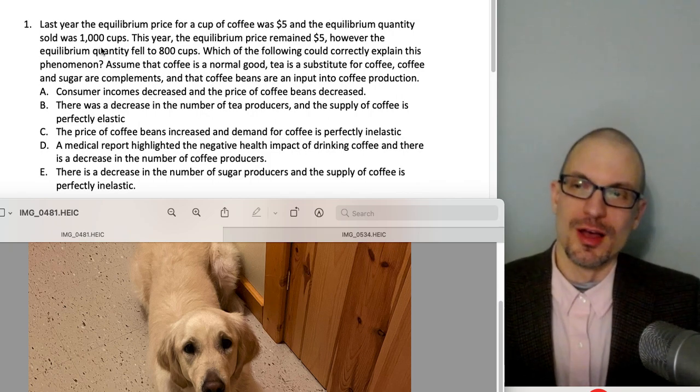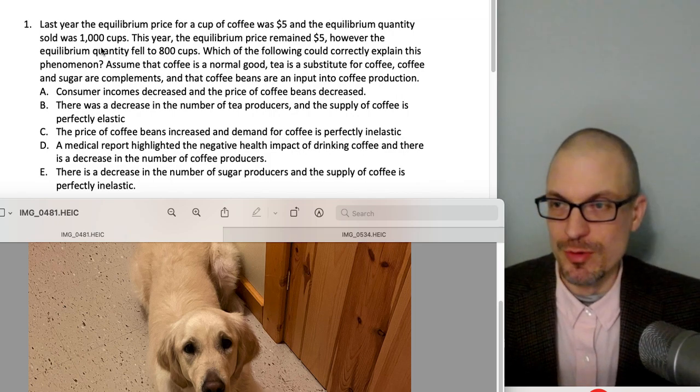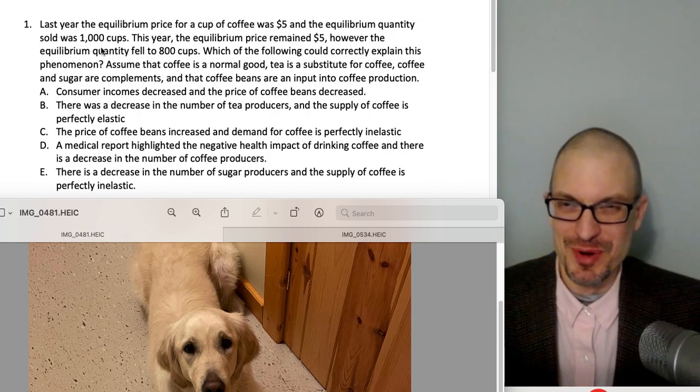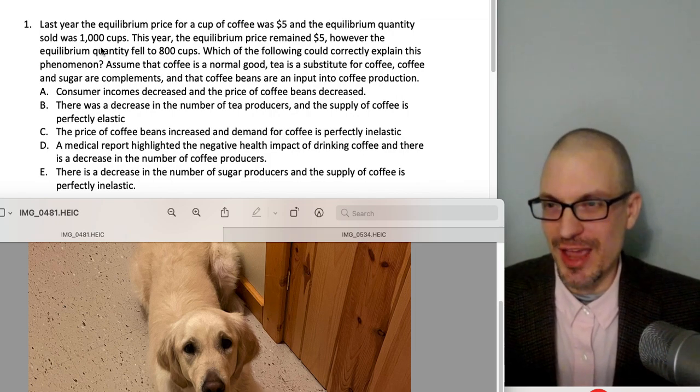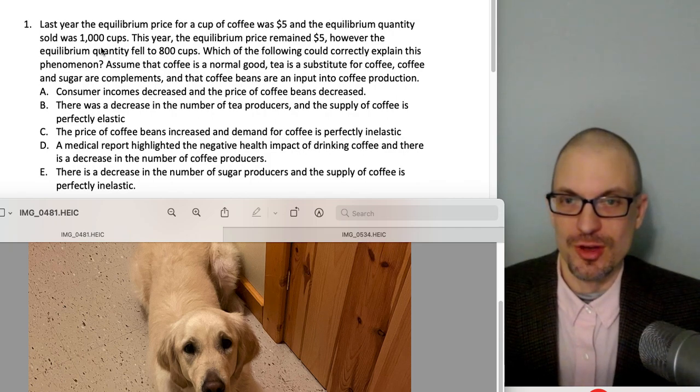Anyway, last year the equilibrium price of a cup of coffee was $5. Equilibrium quantity sold was 1,000. This year the equilibrium price remained $5. However, the equilibrium quantity fell to 800 cups. Which of the following could correctly explain this phenomenon? Assume that coffee is a normal good, tea is a substitute for coffee, coffee and sugar are complements, and coffee beans are an input to coffee production.